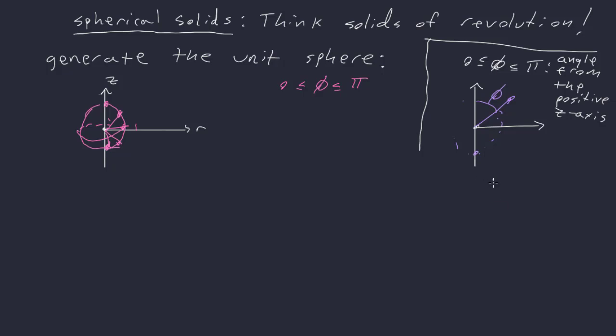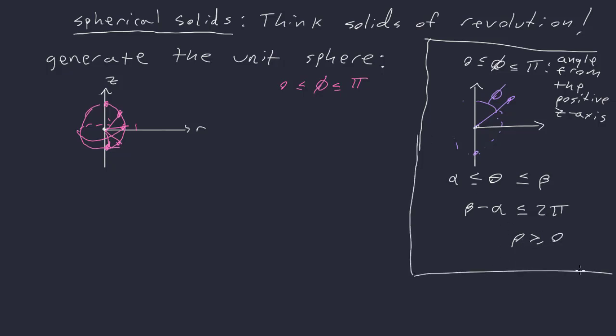If theta is between, say, alpha and beta, we just want beta minus alpha to be less than or equal to 2 pi. And similarly, rho is always greater than or equal to 0. So if phi goes between 0 and pi, here's phi equals 0, and we go all the way down to phi equals pi. That gives us the full rotation.